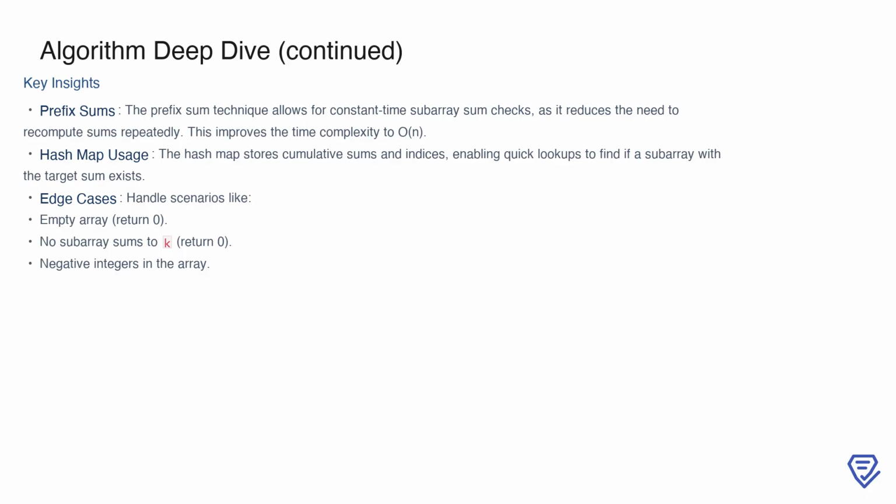It's also important to consider edge cases, such as when the array is empty, when no subarray sums to k, or when the array contains negative integers. Properly handling these scenarios ensures the algorithm works robustly for all inputs.